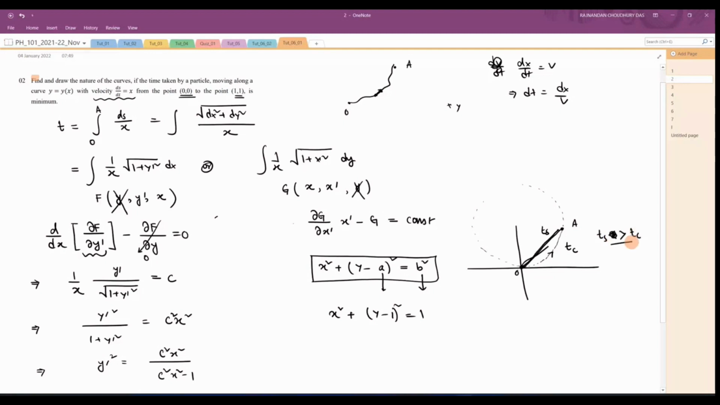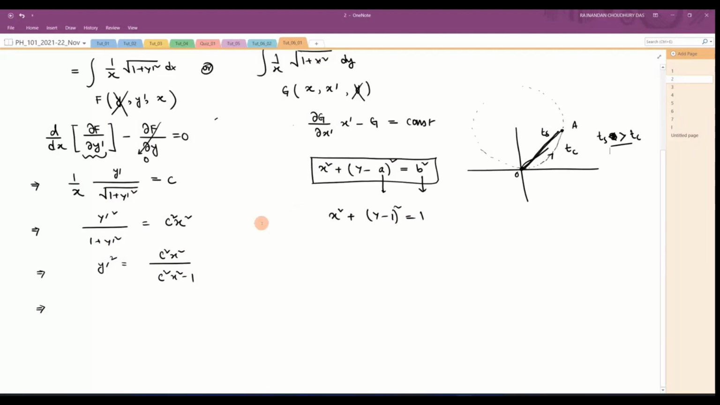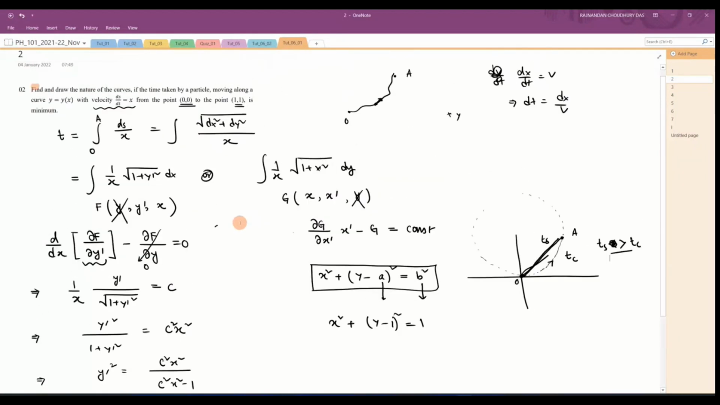Okay, so I hope these things are clear. First, you have to write some integral. Then you have to relate this integral to the Euler-Lagrange equation. This will be easier for you to remember because you have solved so many Euler-Lagrange equations by now. So if you write like this and think like this, then it will be easy to solve.